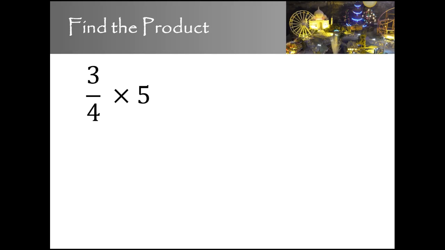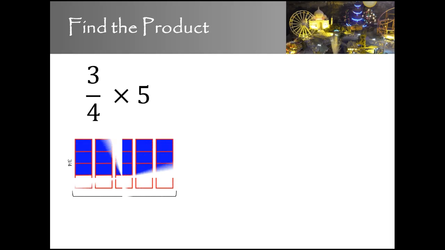In this problem, we have 3/4 times 5. If we drew a model, we would have 5 whole units, and each of those units would be broken into fourths. Then we would shade in 3 of the fourths in each of the 5 units. If we counted up all the shaded pieces, we would have a total of 15 shaded parts. So 15 fourths are shaded and 5 fourths are not shaded.